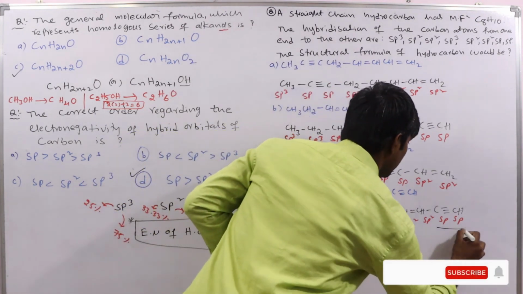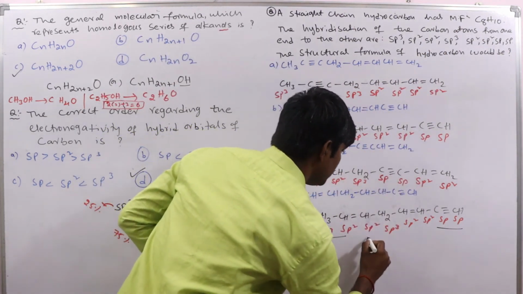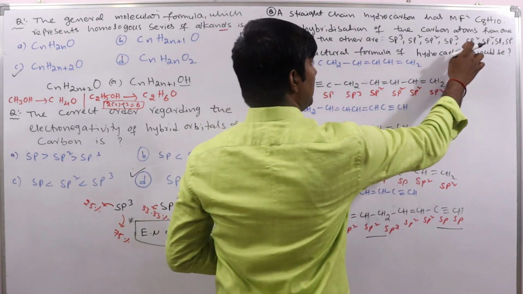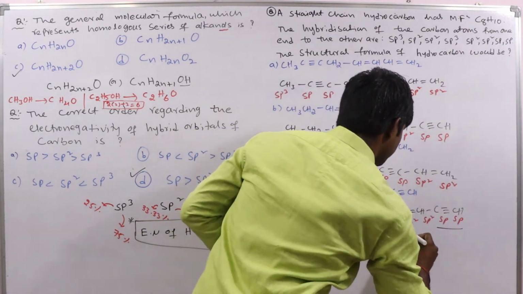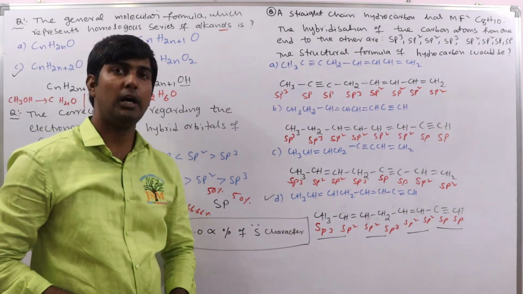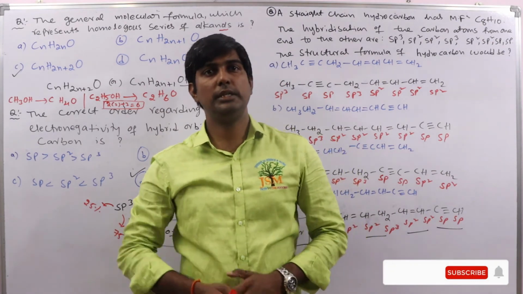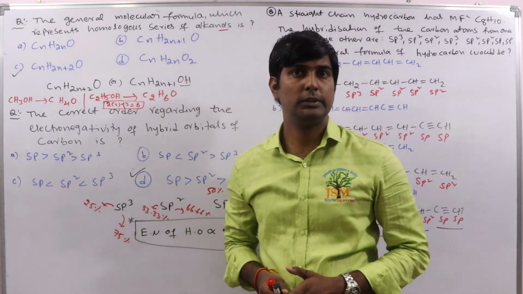sp3, sp2, sp, sp. Next sp2, sp3. Next sp2 and sp2. So this will be the answer. Option D is the answer. Clear? In this way you can easily solve hybridization related questions.